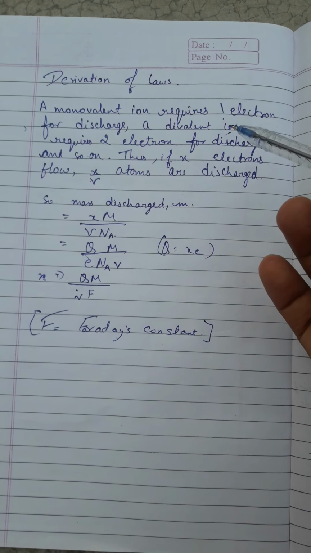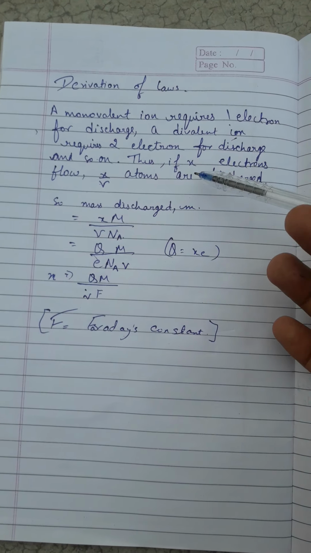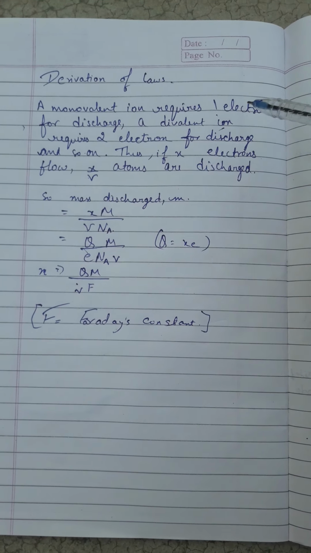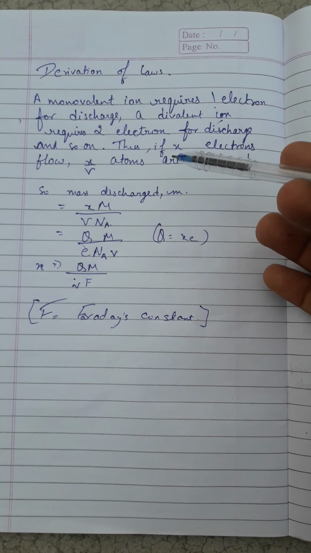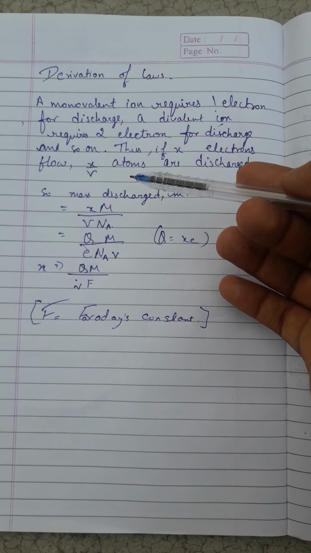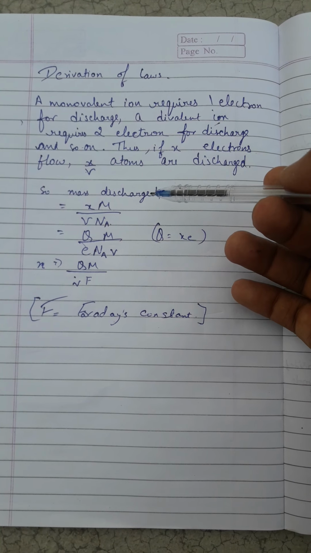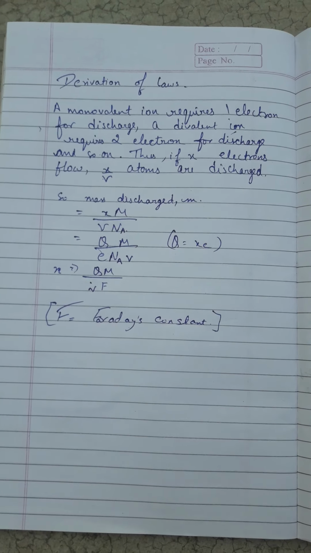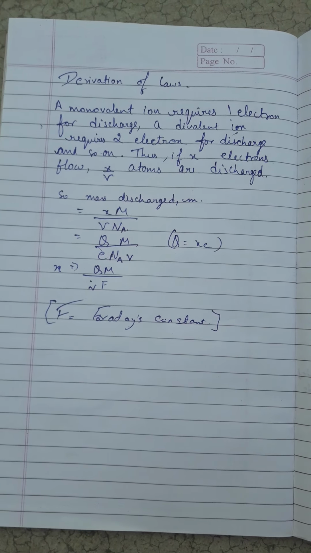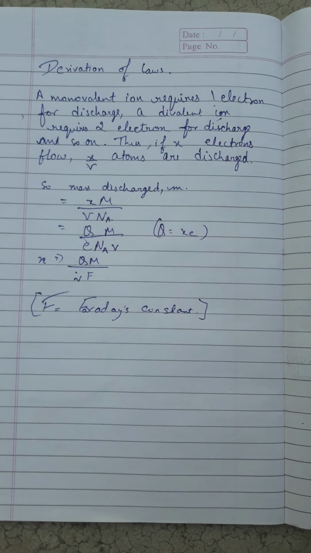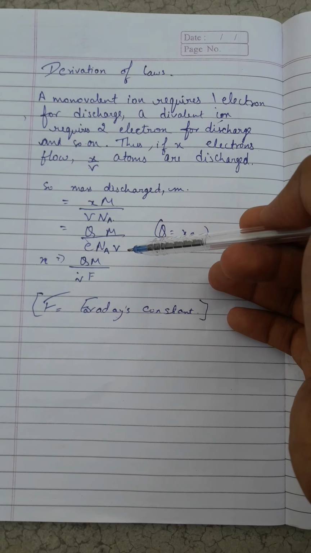Now the derivation. Suppose a monovalent ion requires 1 electron for discharge, a divalent ion requires 2 electrons for discharge, and so on. Thus if X electrons flow, X upon V atoms are discharged. So mass discharged M is equal to X capital M upon V Na. Here Na is the Avogadro number, which gives Q M upon E Na V.